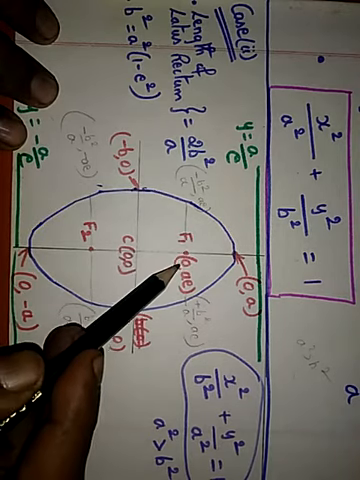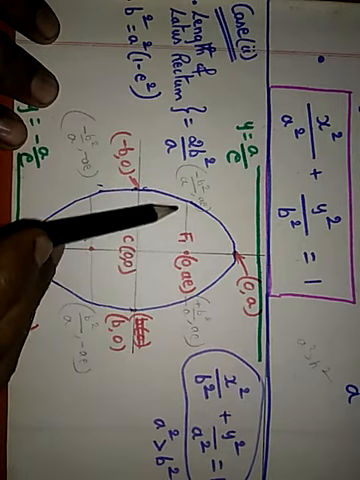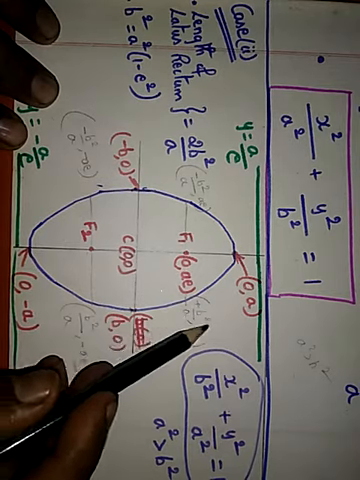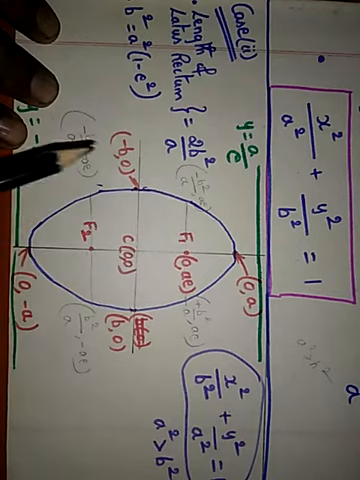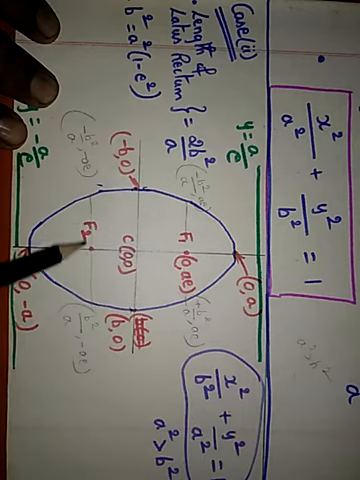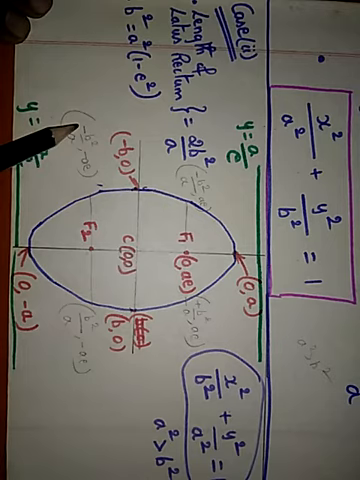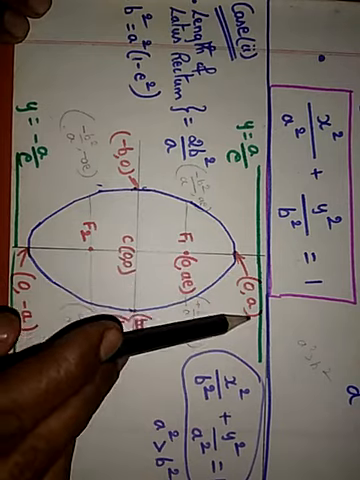Focal point 1 is 0 comma ae. Focal point 2 is 0 comma minus ae. This is the latus rectum. The coordinates are b square by a comma ae. Here minus b square by a comma ae. And this latus rectum passes through f2. This side the coordinate is minus b square by a comma minus ae. And this side b square by a comma minus ae. This end is 0 comma minus a. This end is 0 comma a.